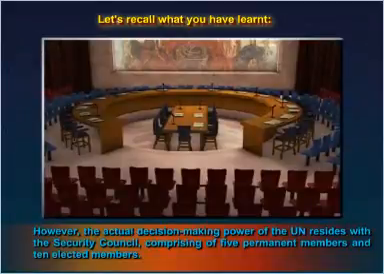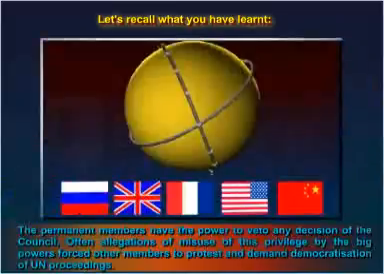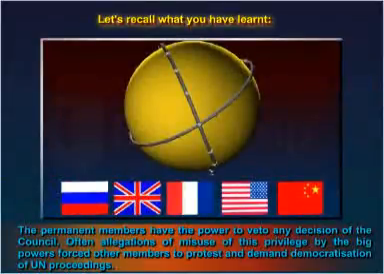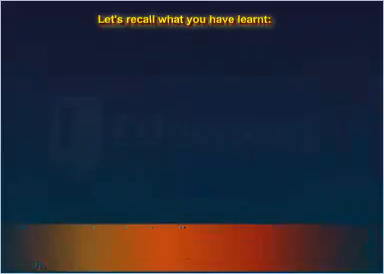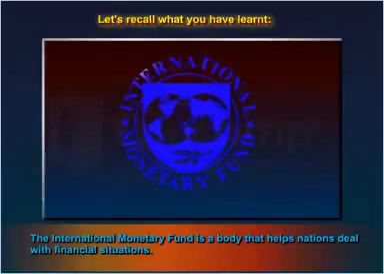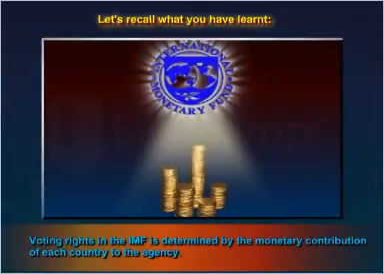However, the actual decision-making power of the UN resides with the Security Council, comprising 5 permanent members and 10 elected members. The permanent members have the power to veto any decision of the Council. Often, misuse of this privilege by the big powers forced other members to protest and demand democratization of UN proceedings. The International Monetary Fund is a body that helps nations deal with financial situations. Voting rights in the IMF are determined by the monetary contribution of each country to the agency.